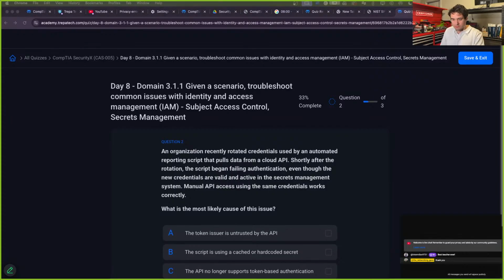Question 2. We'll get to it. An organization recently rotated credentials used by an automated reporting script that pulls data from a cloud API. Shortly after the rotation, the script began failing authentication, even though the new credentials are valid and active in the secrets management system. Manual API access using the same credentials works correctly. What is the most likely cause of this issue? Okay, this is a hard one.